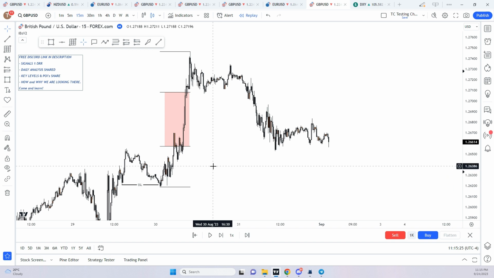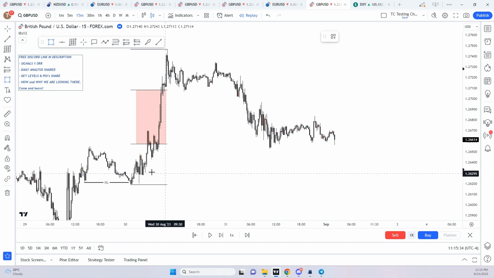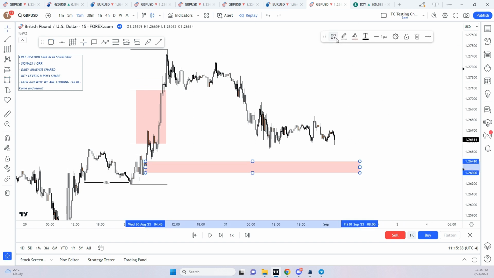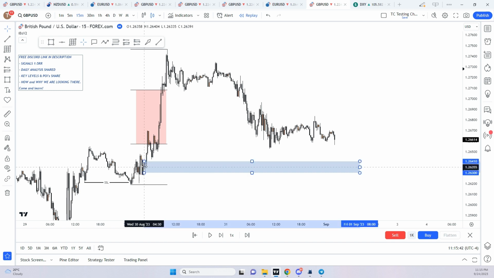I always wait for a point of interest that is contained within the lower 30% or the higher 30% to be hit before taking my trade. And as you can see here, we do have this lovely unmitigated order block located in the lower 30%. Usually I find myself, I have one or two levels.